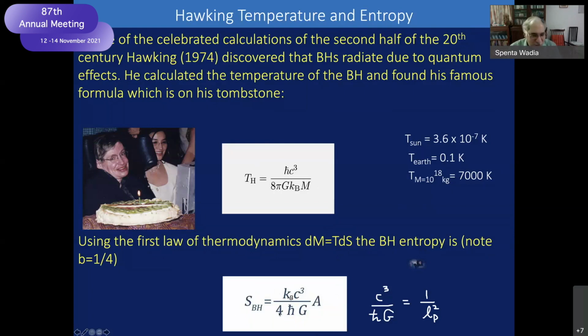I don't think 1/4 was ever sought after so much in the history of science. This number is crucial, actually, to give you the right formula, and it comes from quantum mechanics. Okay, all right. This is Hawking.